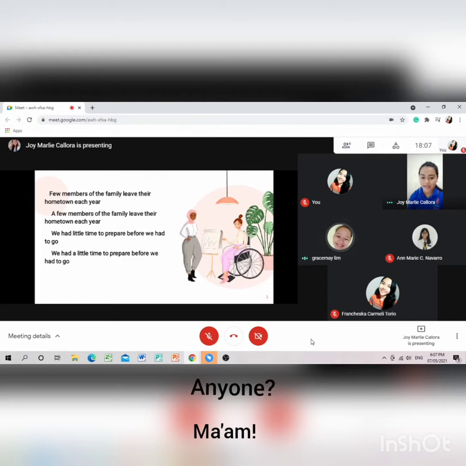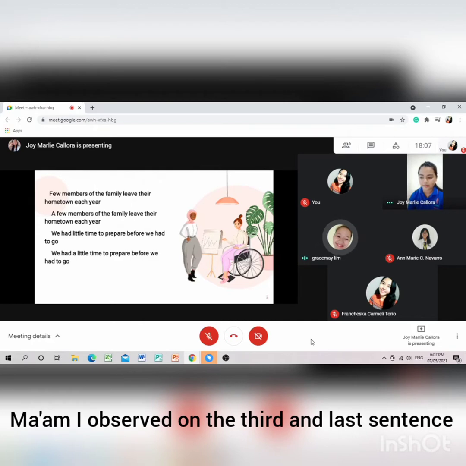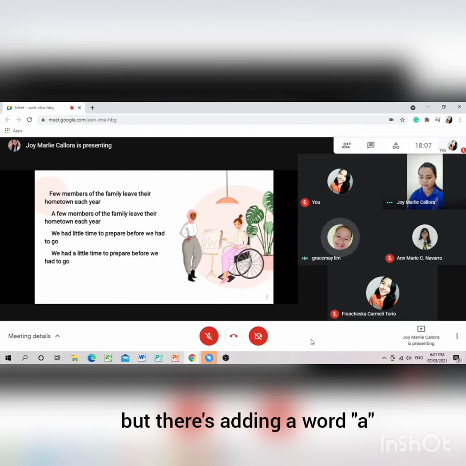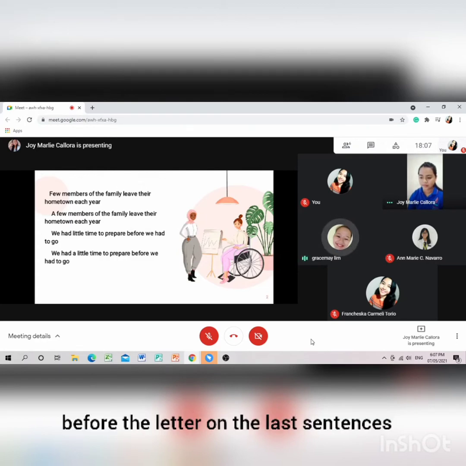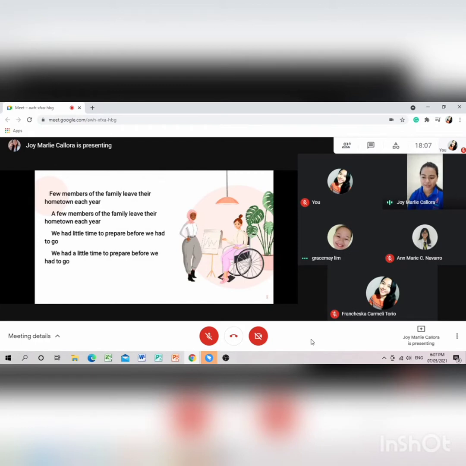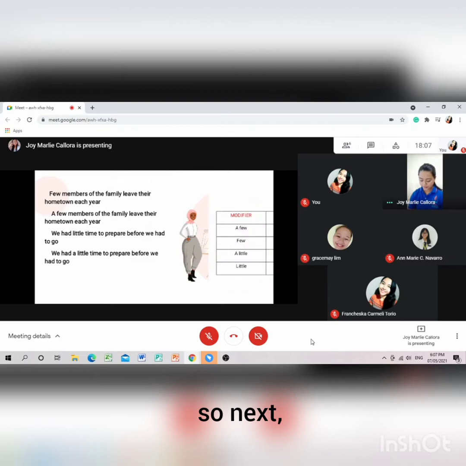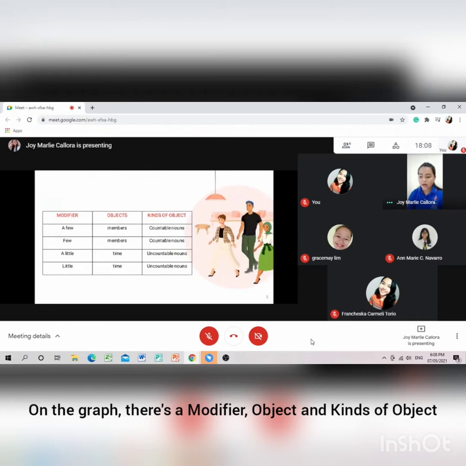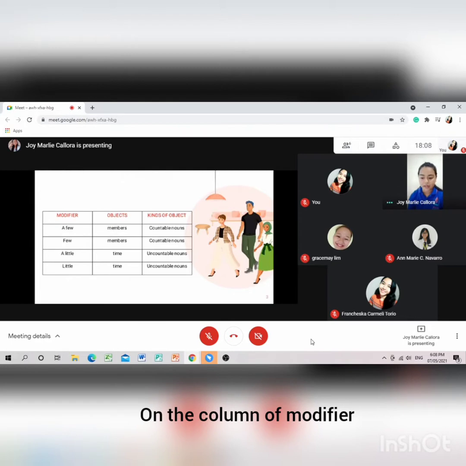Ma'am, I observe that the third and last sentences are similar, but there's an added word, a, before the word little in the last sentence. Very good, Miss Lim. Next, on the graph, there's a modifier, object, and kind of object. In the column of the modifier, there's a few, a little, and little, right?